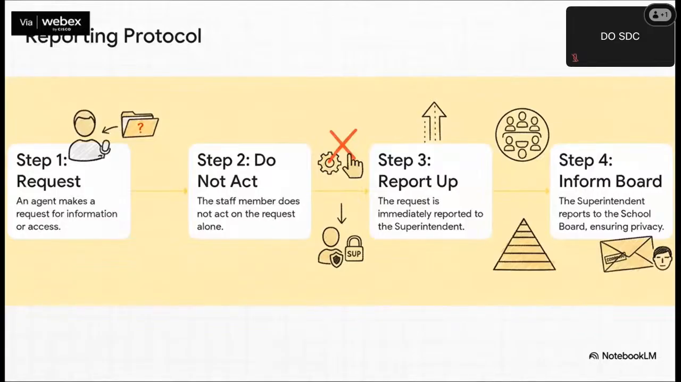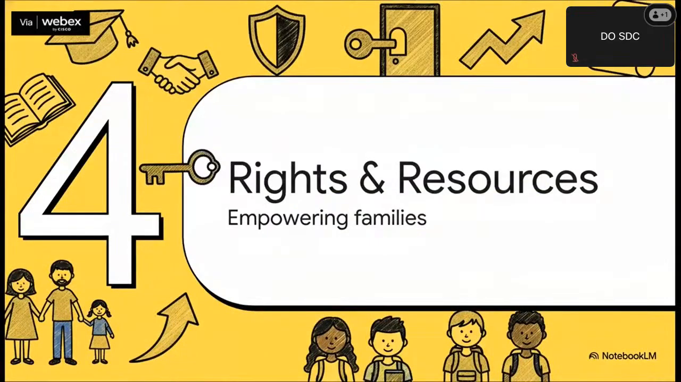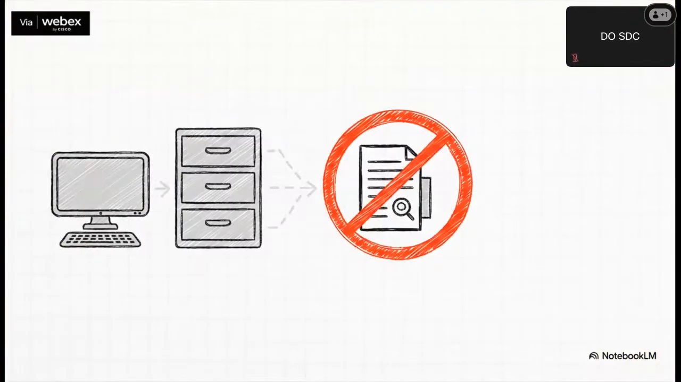We've gone over privacy and the protocols, but now let's talk about what this all means for you, for the students and the families. This part is all about empowerment and laying out the rights you have and the resources available. This right here is a really powerful and direct protection. It means the district's resources, their computers, their data, their files, cannot be used to create any kind of list or registry that singles people out because of their immigration status or where their family comes from. It's a fundamental guard against profiling.